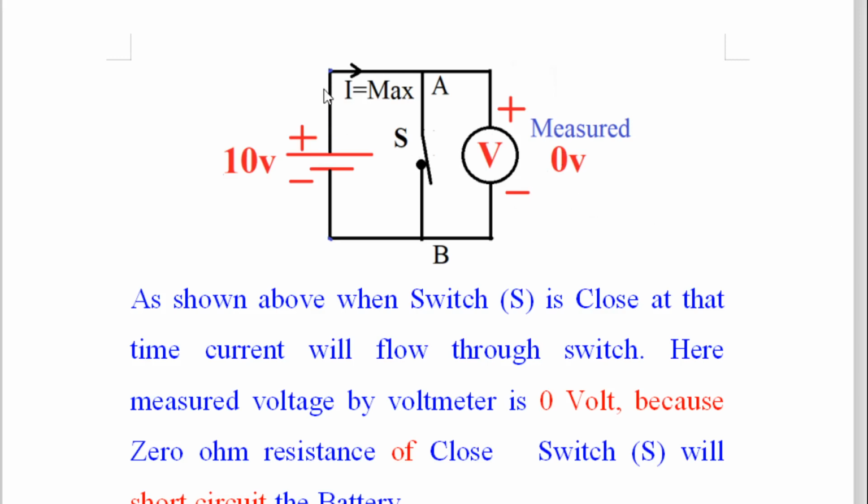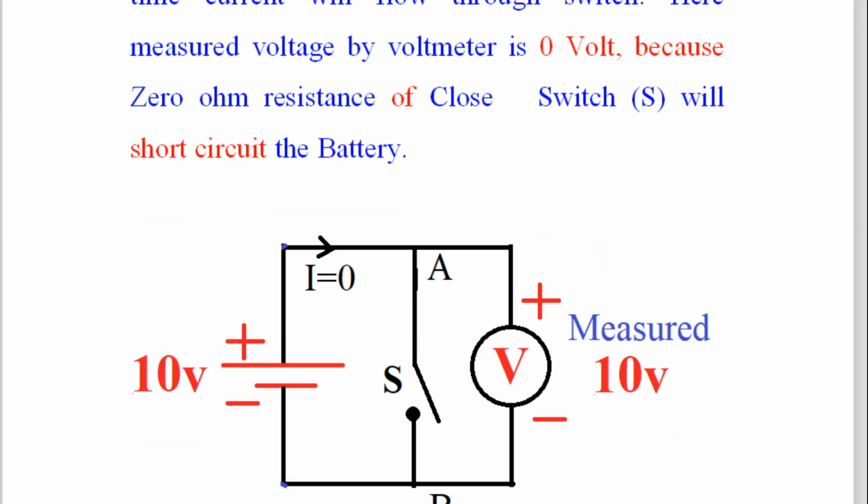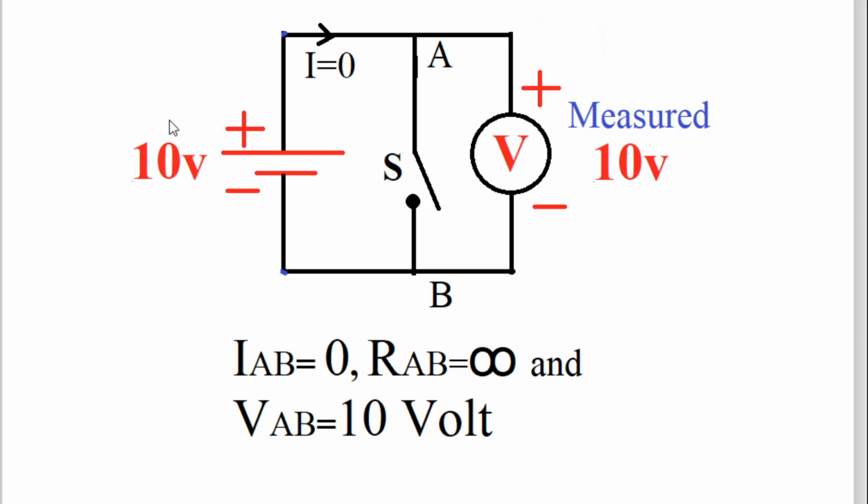Remember, current will never flow through the voltmeter, whether the switch is open or closed, because the voltmeter's internal resistance is in the hundreds of mega ohms. So in this way it is like that. And now this is the important part.